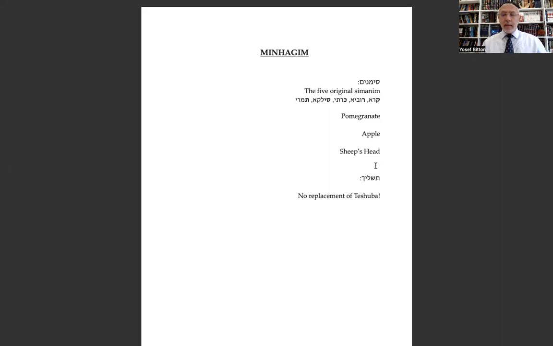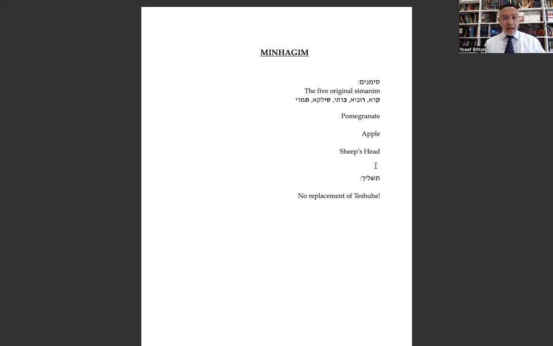So teshuvah is a very serious process with admission, reparation, if I did something bad to another person, confession, and then ultimately change of my habits, change of my behavior. All this cannot be replaced, obviously, by doing like this with your jacket, or throwing the sins to the fish. That's not the idea.